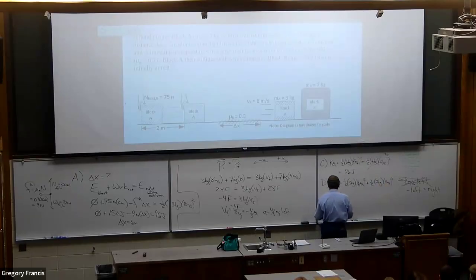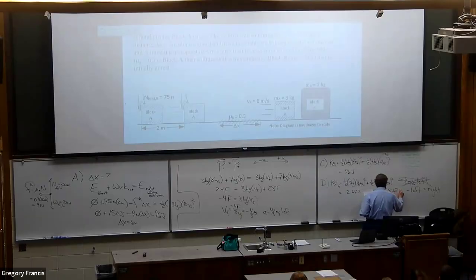And this is going to be equal to 2.67 joules plus 56 joules. And that's going to give me 58.67 joules.